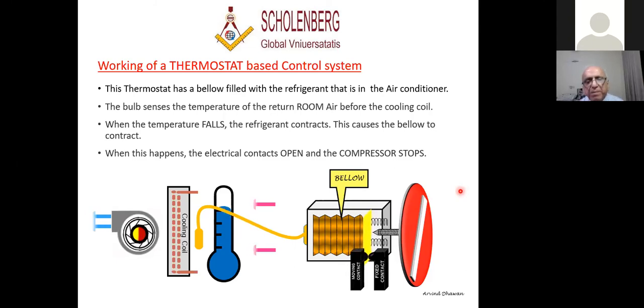Is that okay, gentlemen? Now we go to the next slide. This is how a thermostat works.